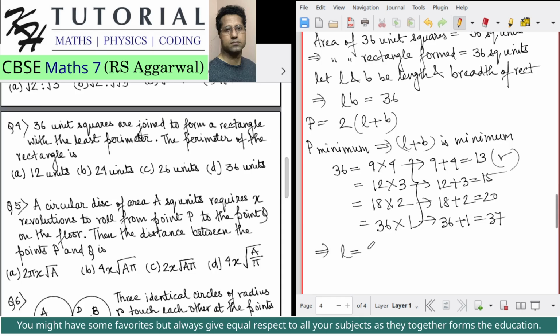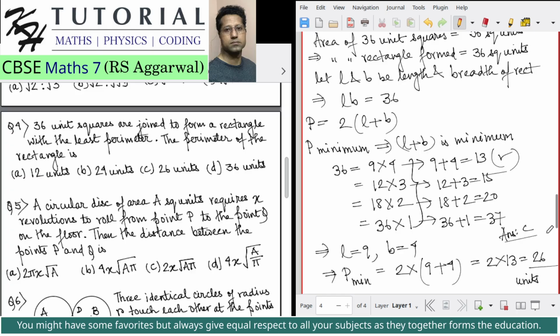So length will be 9 and breadth will be 4. So this implies perimeter minimum. This means minimum perimeter is 2 into (length plus breadth). This is equal to 2 into 13, which is equal to 26. So 26 units is the minimum perimeter, and hence the correct choice is C. C is the correct choice.